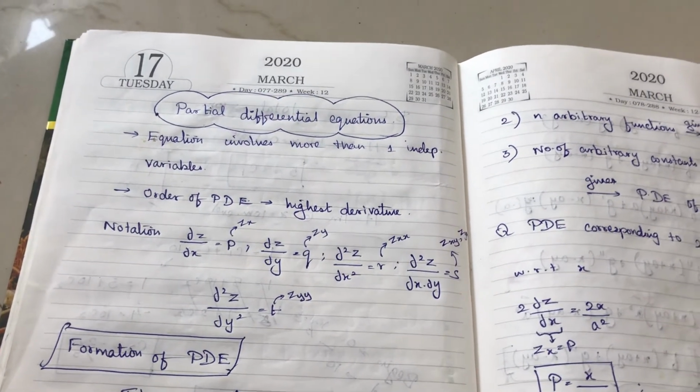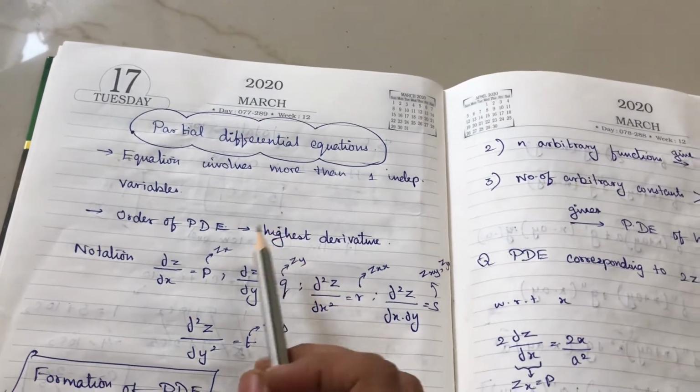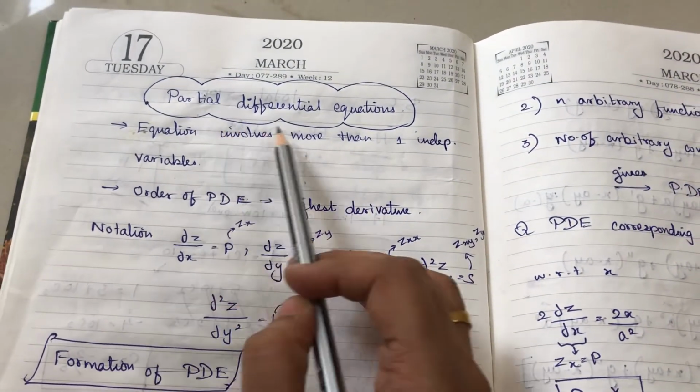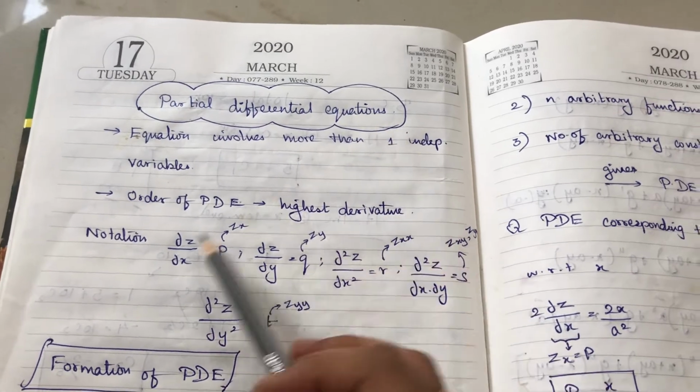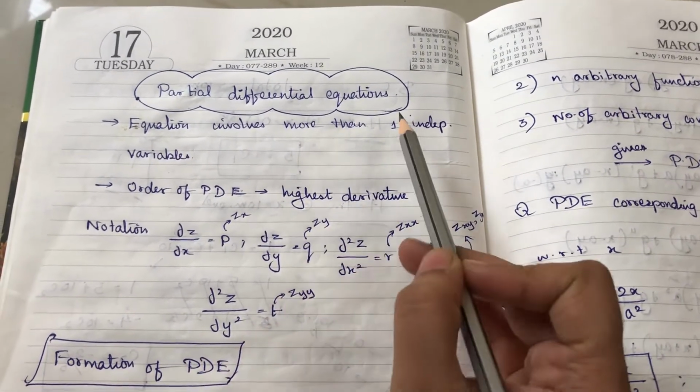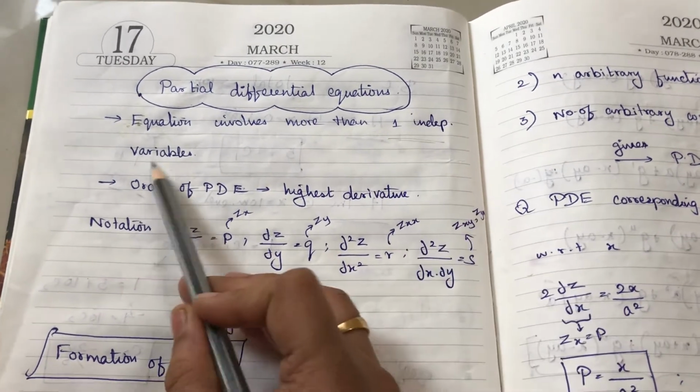Hi all. Today we're going to continue the differential equation. Okay. So the first one is partial differential equation. Let's see that. An equation that involves more than one independent variable.